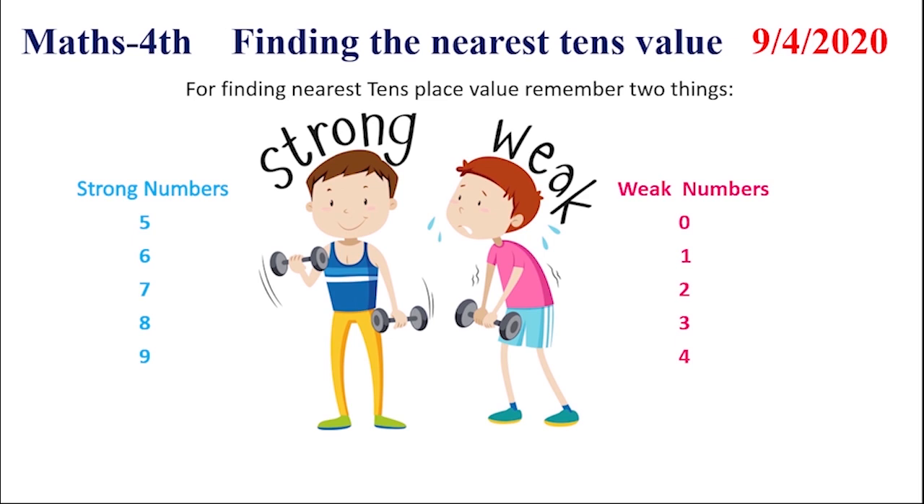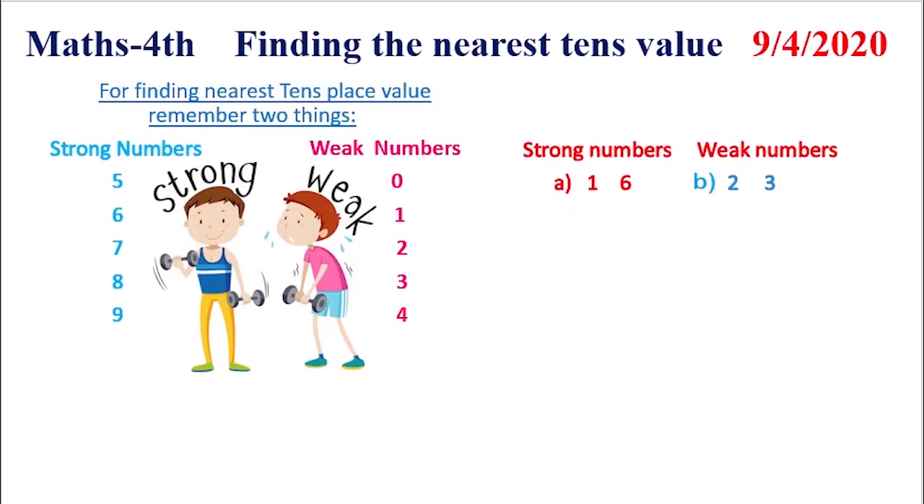Before we start, let's do one small revision of strong numbers and weak numbers. In strong numbers, we have 5, 6, 7, 8, 9. And in weak numbers, we have 0, 1, 2, 3 and 4. These are the weak numbers. Now let's solve some problems for understanding strong numbers and weak numbers.